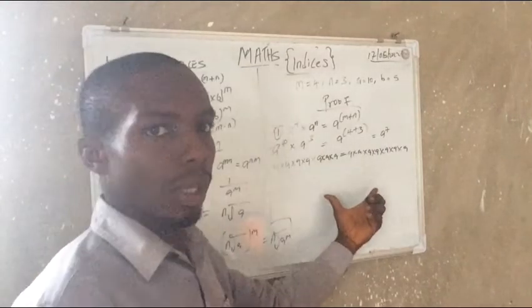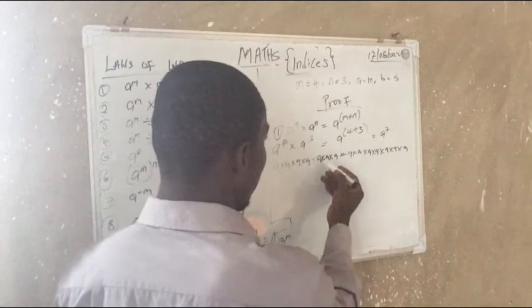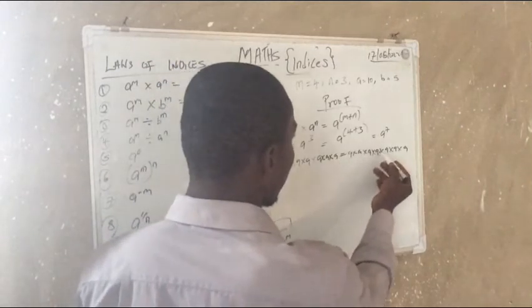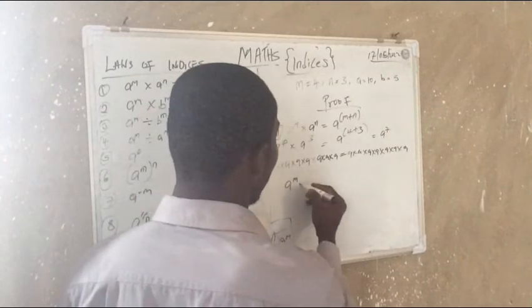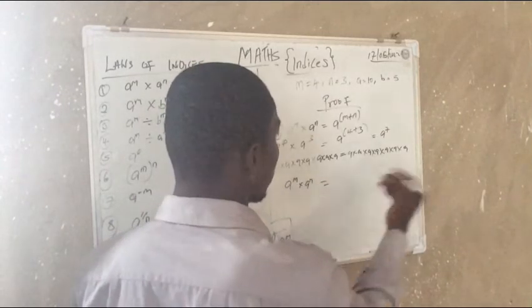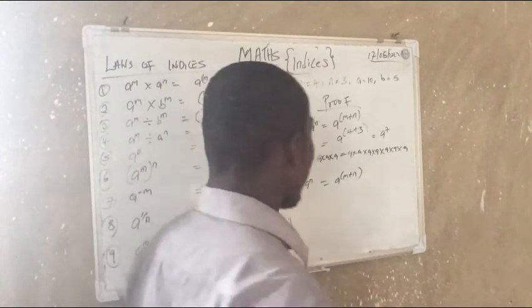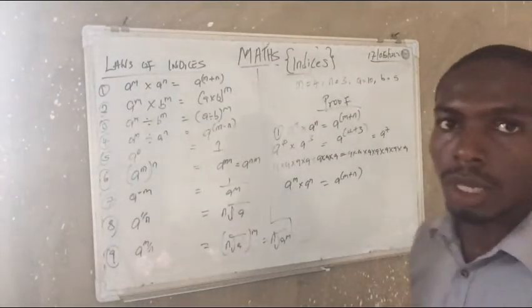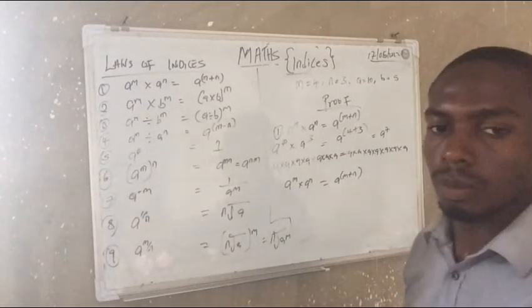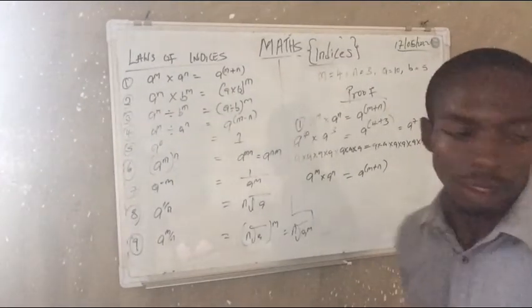Looking at this now, we can easily see that they are the same: 1, 2, 3, 4, 5, 6, 7. 1, 2, 3, 4, 5, 6, 7. So that means that a raised to the power m multiplied by a raised to the power n is actually equal to a raised to the power m plus n. You see, that is the first one, and it is proven.